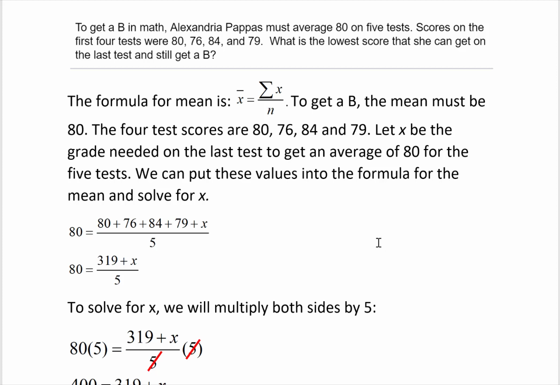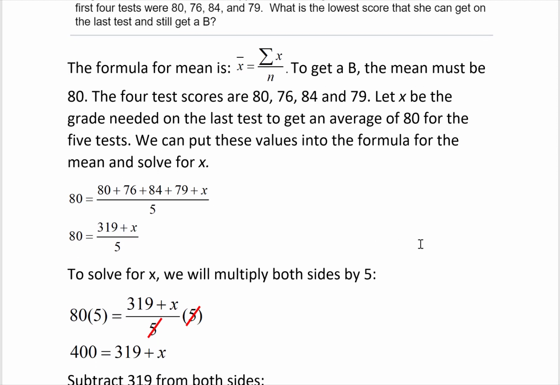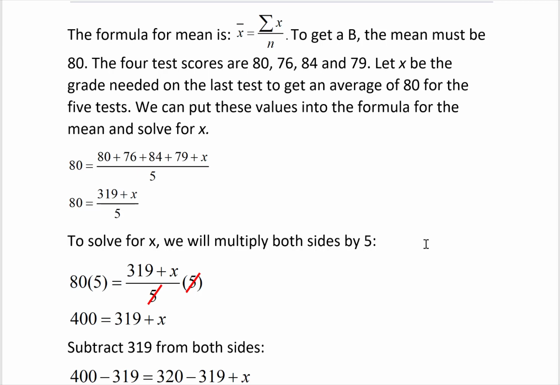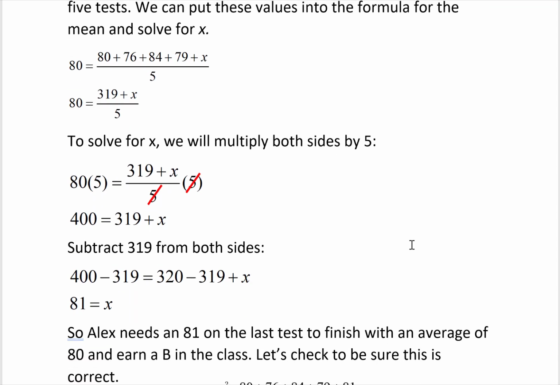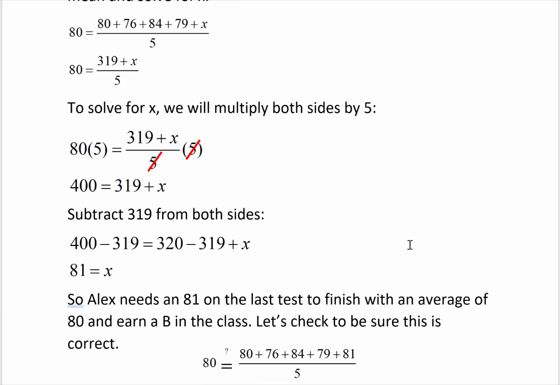I went ahead and simplified in the numerator by adding those 4 numbers together, and I got 319 plus X. And again, I want to solve for X. I'm going to multiply both sides by 5. I notice on the right side, the 5 in the numerator cancels with the 5 in the denominator. And on the left side, I have 400. And then subtract 319 from both sides. And I come up with a score of 81 that she'll need on the last test.